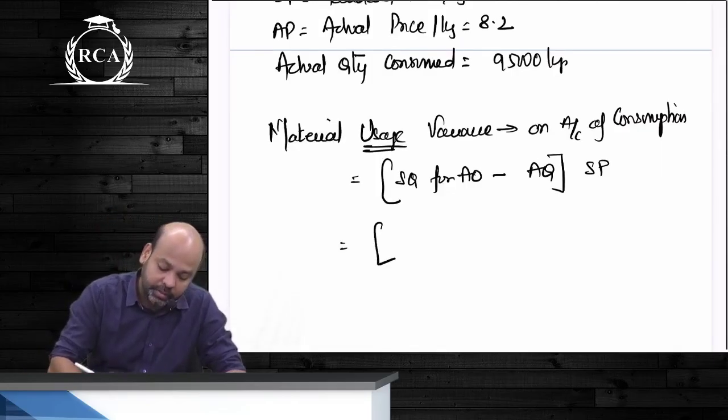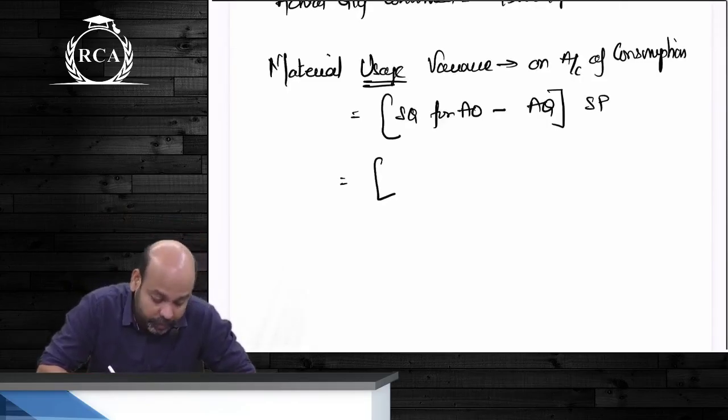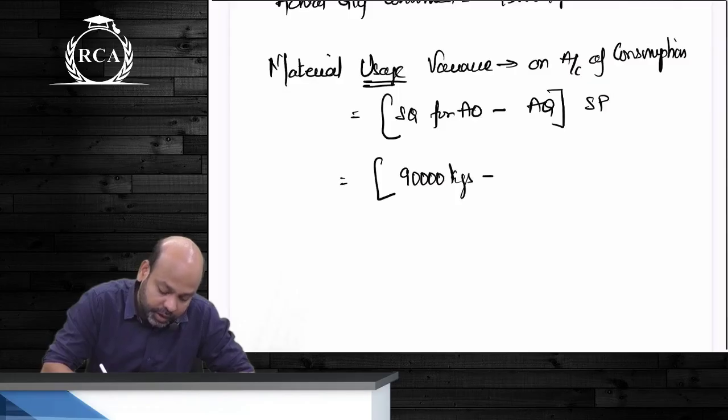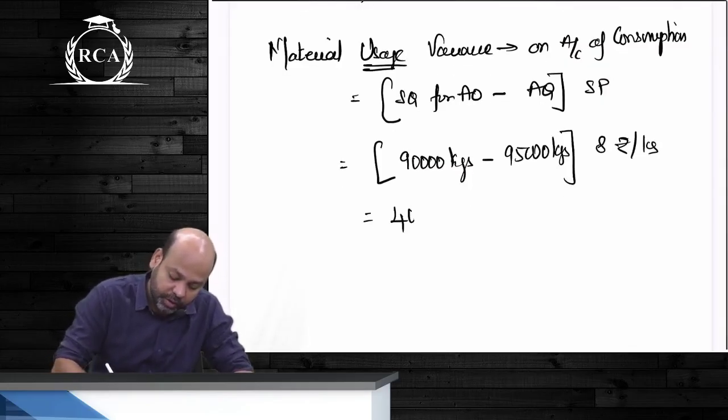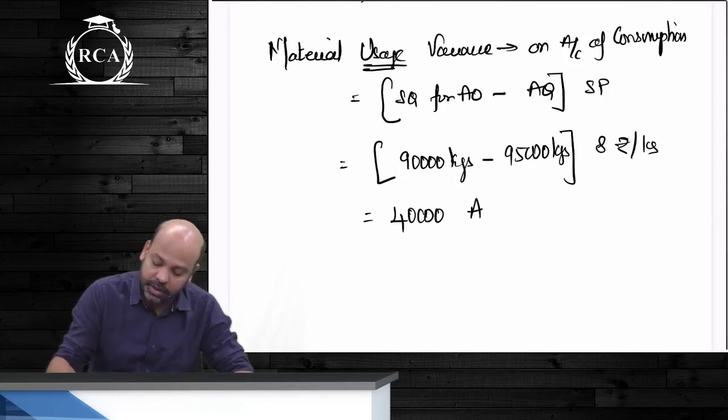Standard quantity कितना था बेटा अपने लिए एग्जाम्पल में? 90,000 kgs. What was the actual quantity? 95,000 kgs multiplied by a standard price of 8 rupees per kg. Because you're getting a negative answer, guys, this would be what? 40,000 adverse.